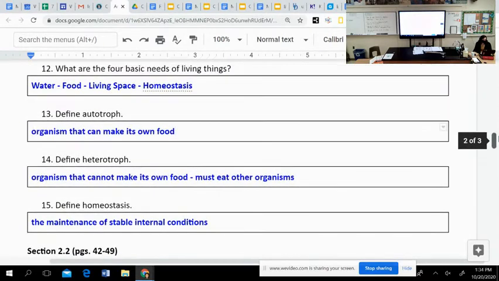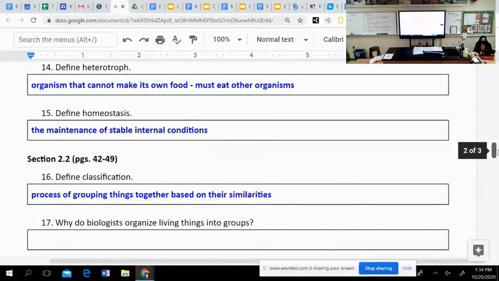Okay, question 13 then, you needed to define autotroph, which is an organism that can make its own food. 14, defining heterotroph is that organism that cannot make its own food, then they have to eat other organisms. And then homeostasis is defined as the maintenance of stable internal conditions. Okay, good so far?